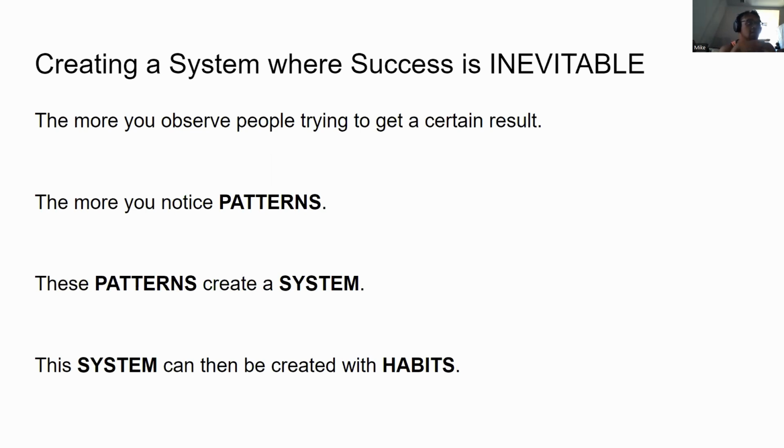The more that you observe people trying to get a certain result, the more that you notice a pattern, namely something that is repeated over and over again, because these patterns create a system. When you notice these patterns, you would realize that if somebody does A, B, C, then they will get D result. And this system can then be created with habits, i.e. instead of a random pattern, the system can then be created with habits or regular actions.